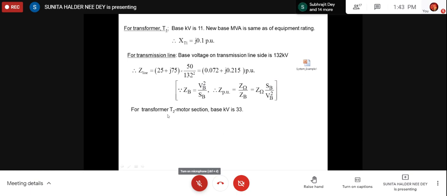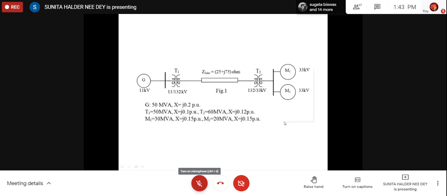Then the remaining section is T2 and the motor section. That means this one from here to the motor, right? Throughout this section, every component has 33 kV voltage, and this transformer is 60 MVA, 0.12 per unit. Okay.